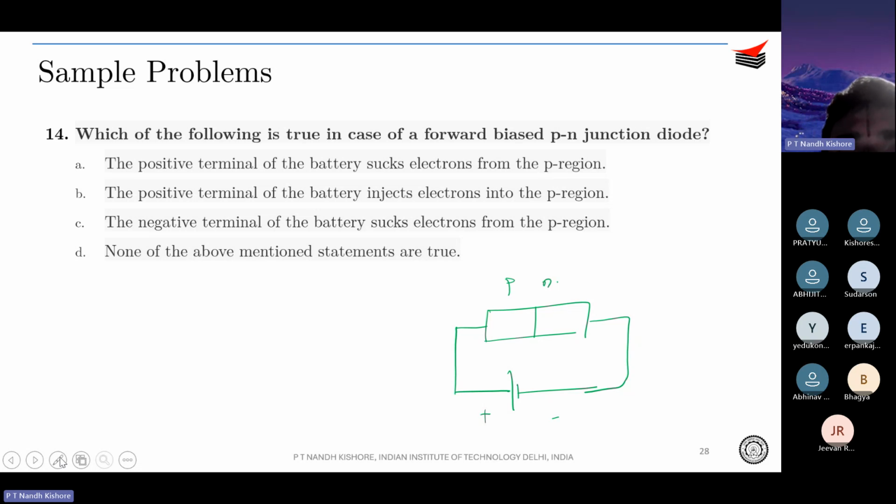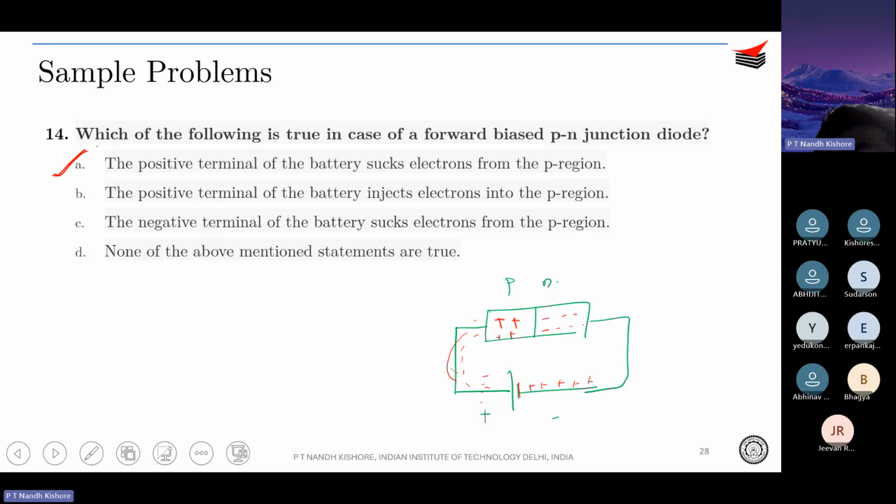Which of the following is true in the case of a forward bias PN junction? So, positive P has this and this. As you can understand, the positive terminal of the battery sucks electrons from the P region, correct? So it will try to attract electrons. And over here, this negative terminal will try to attract holes. So this is the answer. The positive terminal sucks electrons.